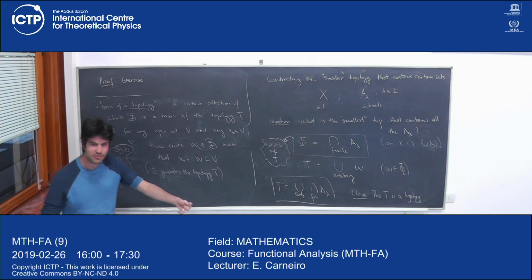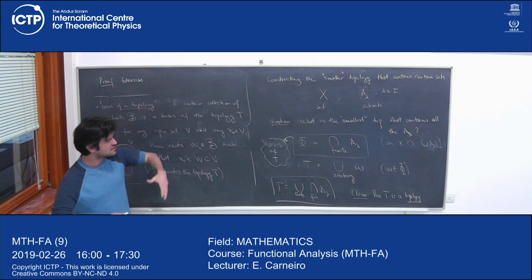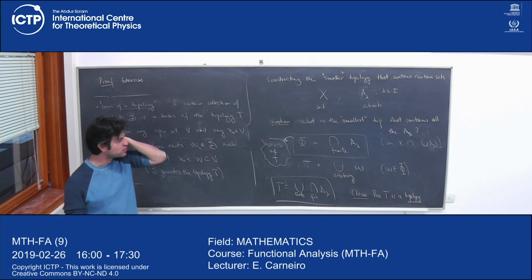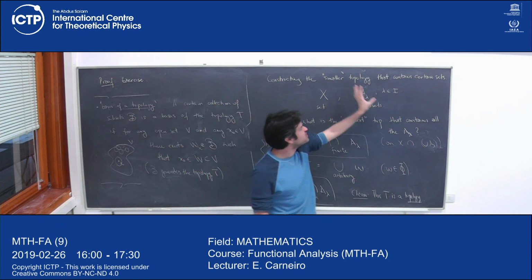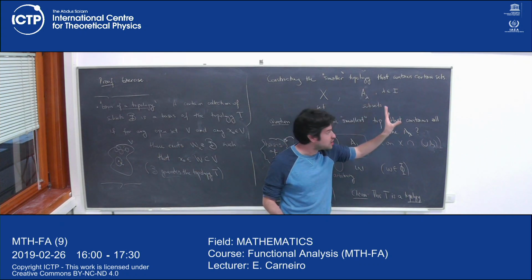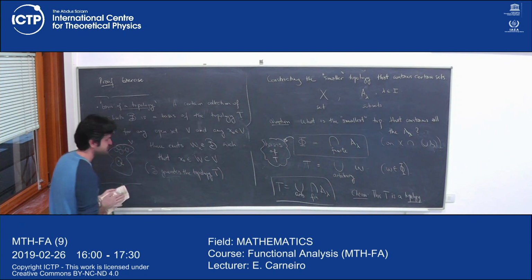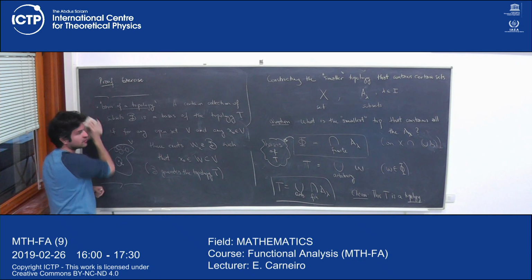Okay, so we've seen that the unit ball is not compact. We now have discussed how we can make the smallest topology that we can, provided that I'm defining that some subsets are open. Good. Now let me erase it.